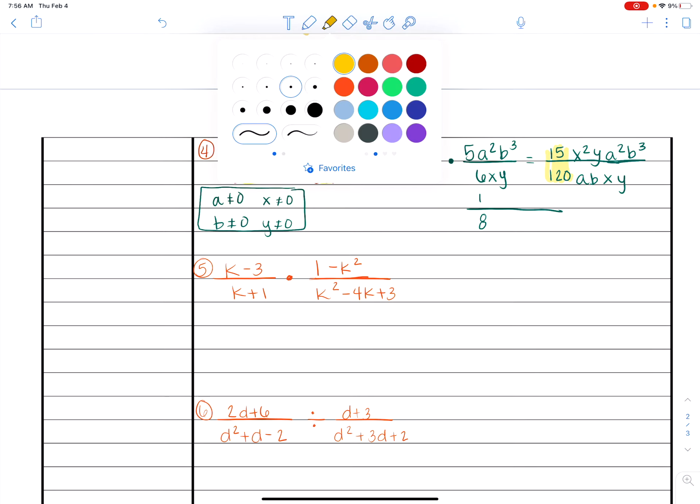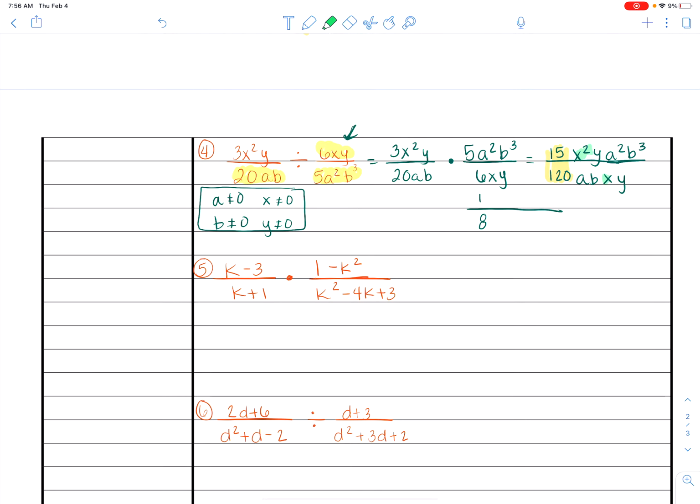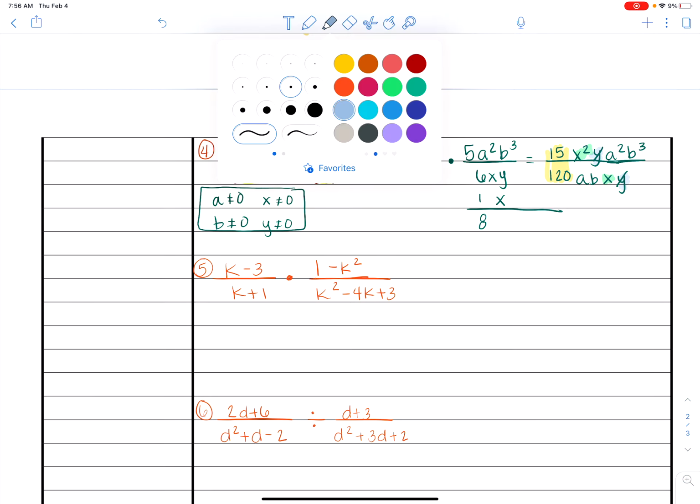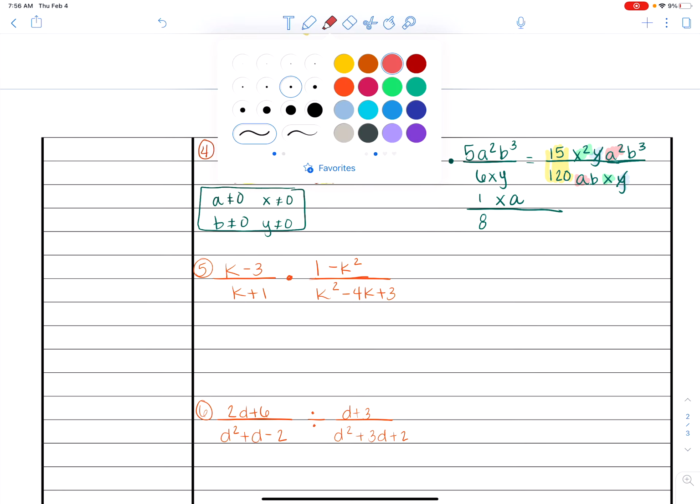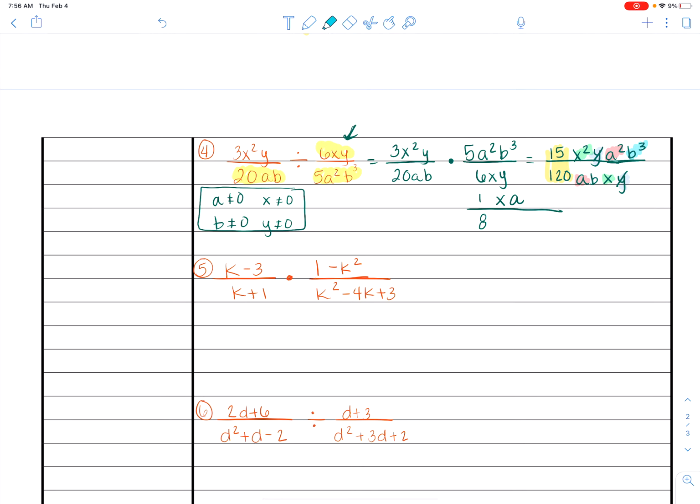Okay, now let's talk about it. We've got x squared and just x, so that's going to leave us a single x. We've got y and y. Well, those are exactly the same, so they're going to cancel themselves out. We've got a and a squared, so that's going to leave us an a on the top. And we've got b cubed and b, so we're going to have a b squared on top. So I don't need to write the 1. I have an x a b squared all over 8.